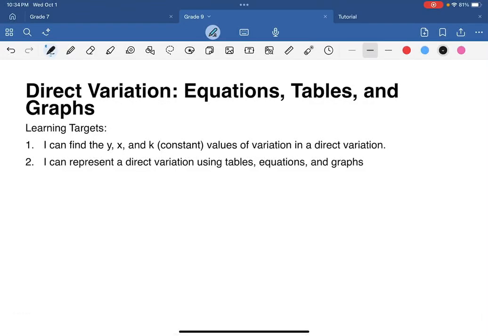Hello class, today's lesson is about direct variation involving its equations, tables, and graphs. And here are our learning targets. First, I can find the y, x, and k as the constant values of variation in a direct variation. Two, I can represent a direct variation using tables, equations, and graphs.